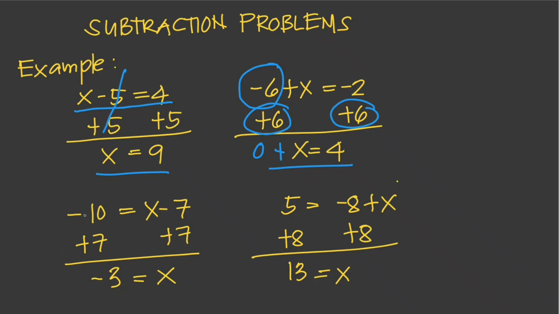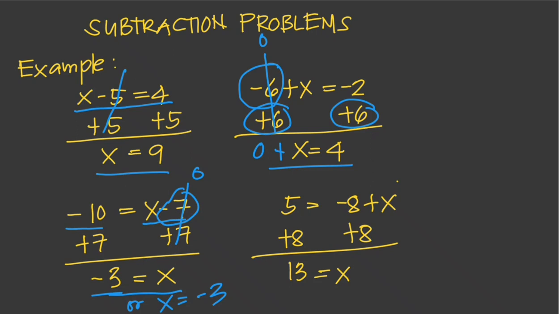Another example. Negative 10 equals x minus 7. So we want to get rid of the 7 here. So we add 7 on both sides. So there will be negative 10 plus 7 is negative 3. Then negative 7 plus 7 is 0. Here is 0. So you'll be left with x. Or you can write this as x equals negative 3.